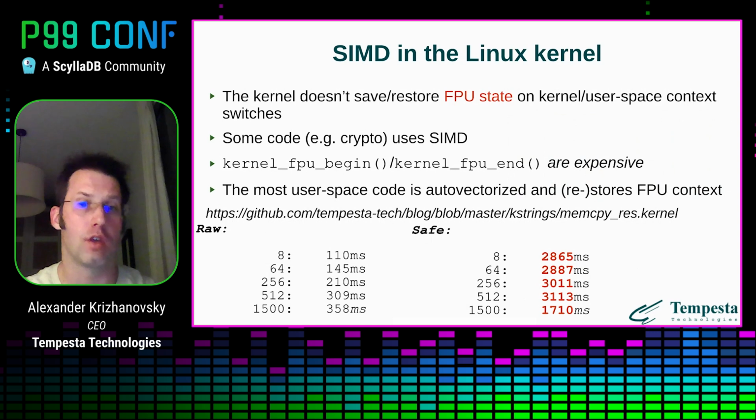The Linux kernel also uses single instruction multiple data, but only for subsystems which really benefit from it. One of such subsystems is cryptography. The kernel doesn't use auto-vectorization. The reason for this is that vector instructions are executed on the FPU, which has separate state from regular CPU registers. So when you switch between user space and kernel space, you need to explicitly store the FPU state, and this is very slow. If we benchmark simple copying with FPU store and restore, we see that it can be 10 or 20 times slower. In Tempesta FW, we do use single instruction multiple data, but we do optimizations minimizing FPU context switches.